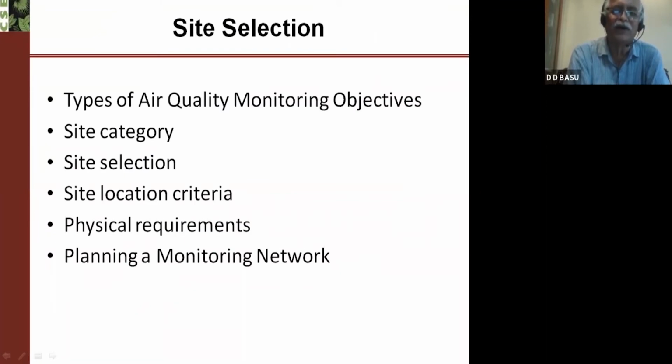So we have to now understand how to select the site, that means the location, of the monitoring program. You have to find out what your air quality objective is. If the objective is to capture intense air pollution where dispersibility is low, or we want to do trend analysis, accordingly the site selection will be fixed. There are site categories, site selection, site location criteria, physical requirements, and planning a monitoring network. These are the topics to be dealt with in the following observations. Next.